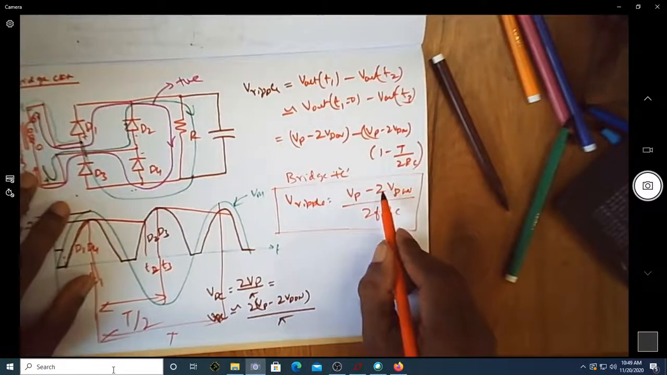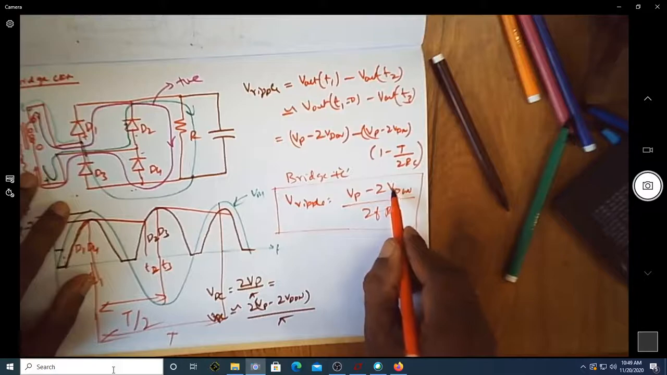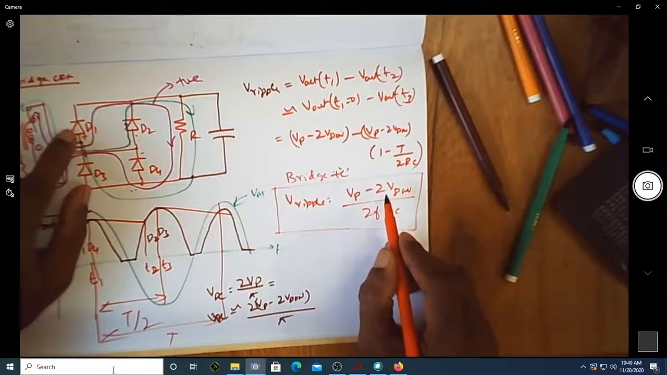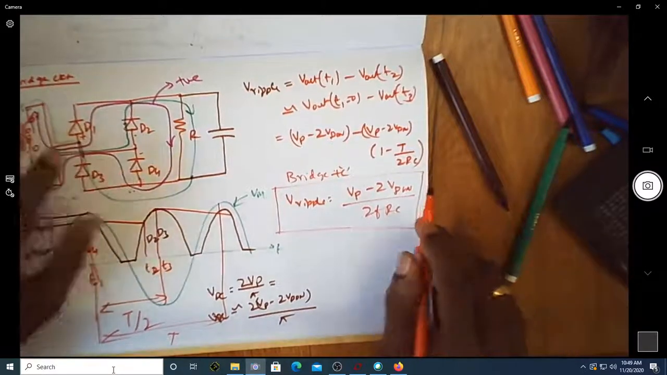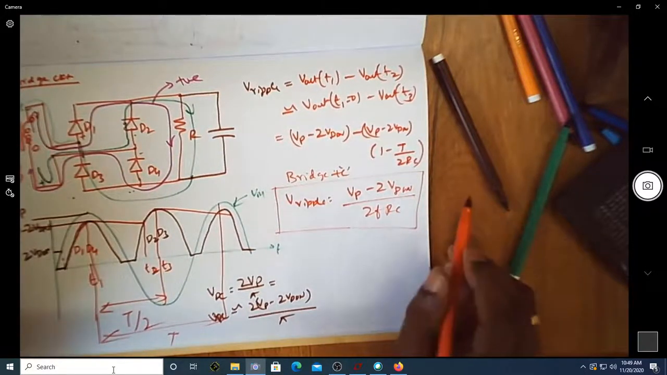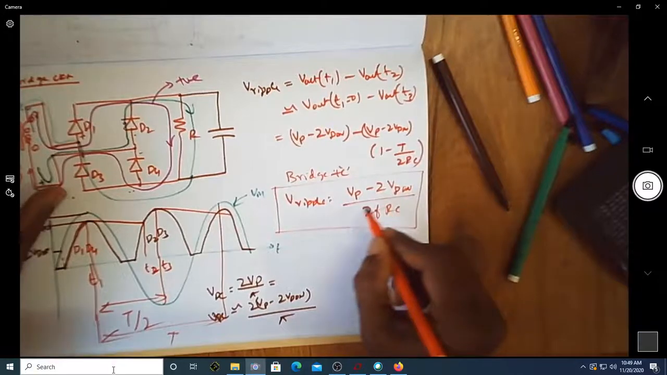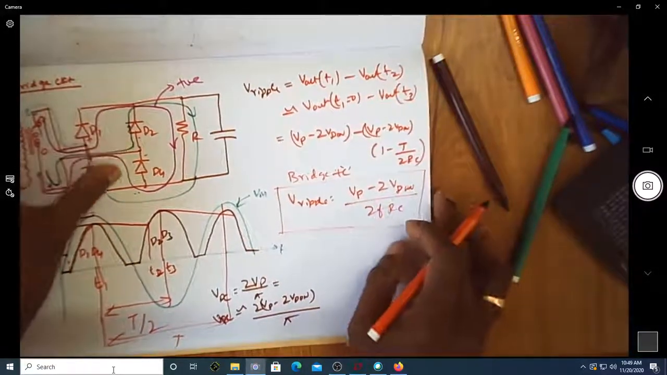Only difference is here it is Vp minus 2 Vd on, because the 2 Vd on is there since two diodes are in series when they are conducting, whether you consider the positive half cycle or negative half cycle. This is how the voltage is going to change. Of course, you can similarly consider one such design for this also.